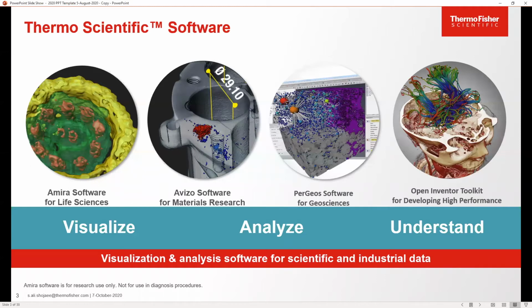Avizo is a little bit more geared towards material research. Amira is very similar to Avizo, I mean, there are differences, but they're more or less similar to each other. Amira is mostly geared toward life sciences. We also have Pore, which is mostly for applications in the field of geology, geosciences, rock sciences, and those kinds of researchers. And there's also Open Inventor, which is essentially a toolkit for developing high performance visualization software.